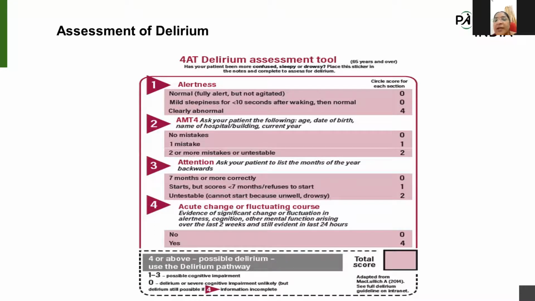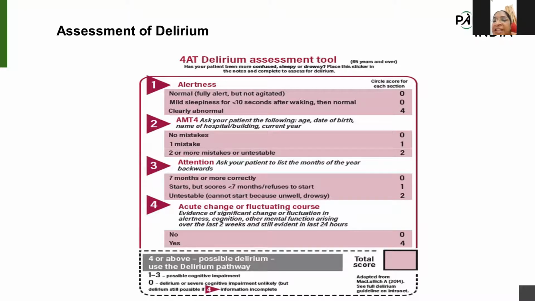This is a quick tool called the 4AT delirium assessment tool, which has 4 A's in it. The first one is alertness: normal, fully alert, 0; mild sleepiness, 0; clearly abnormal, 4. The second one is AMT4, the abbreviated mental test 4, in which the patient is asked about age, date of birth, name of the hospital or building, and current year, which are normal questions that we would ask anyone who would come.